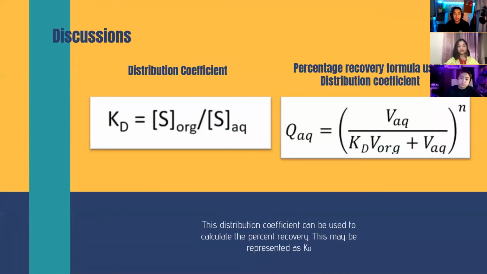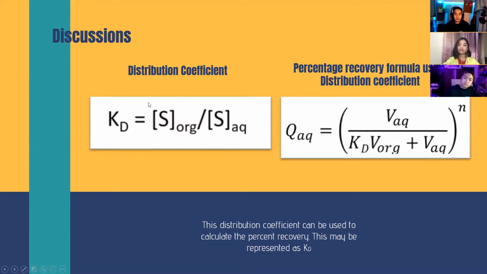This experiment also tackles distribution coefficients. In liquid-liquid extraction, a partition coefficient or a distribution coefficient exists. This is the constant ratio of a solute in each layer when the partitions between the solution and the immiscible solvent have reached equilibrium. This distribution coefficient can be used to calculate percent recovery. This distribution coefficient may be represented as KD and is the formula seen in the figure on the left. The formula for percent recovery using the distribution coefficient is also seen in the figure on the right.